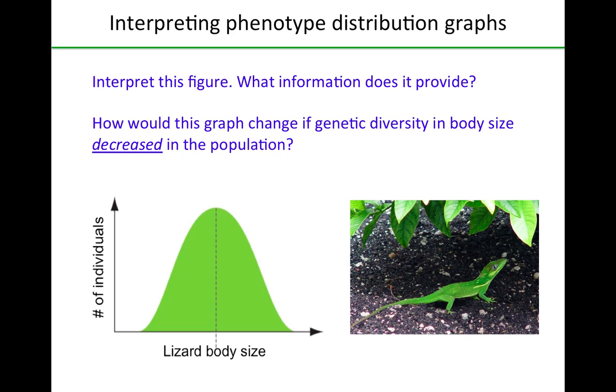So if diversity in body size were to decrease, then we would expect this curve to decrease in its width in some way. So maybe it's shifting around a little or just becoming narrower all over. But somehow this curve is going to become narrower if we saw a decrease in genetic diversity in the population. Okay, so hopefully that's a good refresher for you. If you feel like you're still confused about what you're looking at when you're seeing this graph, then go back and look at the textbook some more and come to class on Thursday with questions prepared if you're still confused.